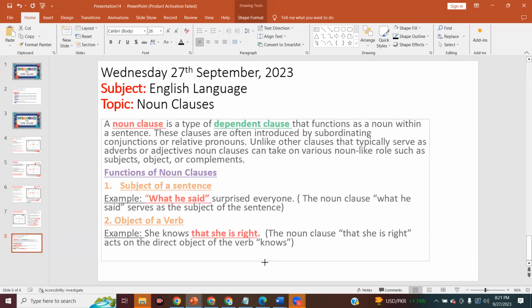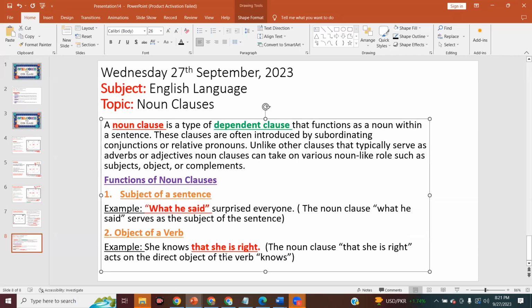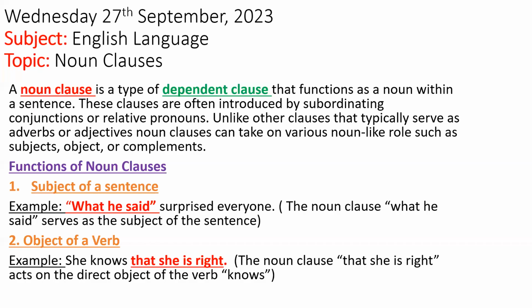So what is the noun clause of example number 2? That she is right. I don't need all that, I just want the noun clause.